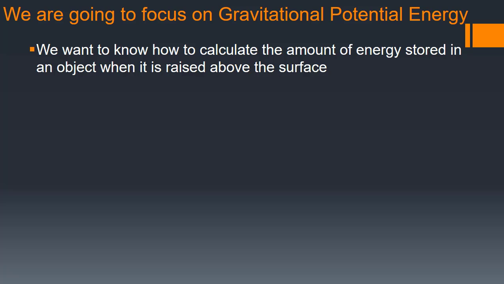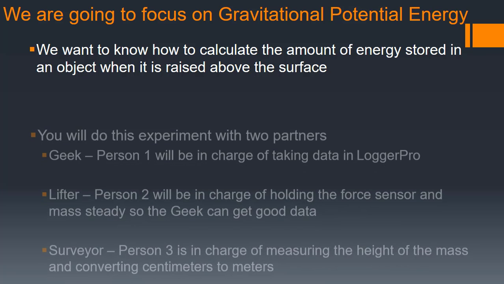Our first focus is going to be gravitational potential energy. We know that the amount of gravitational potential energy stored in an object has to do with its height above a surface. So to do this, we are simply going to raise a mass above the surface and figure out how much energy is stored in it.